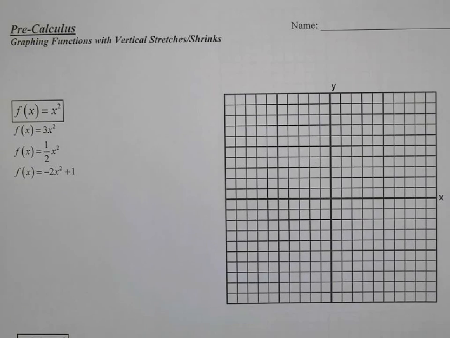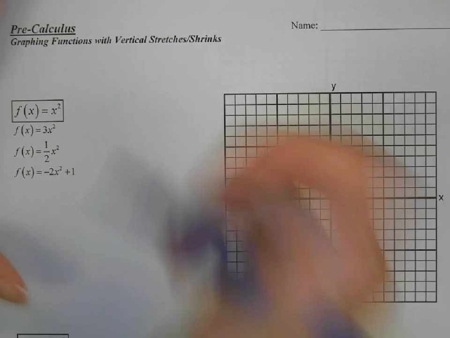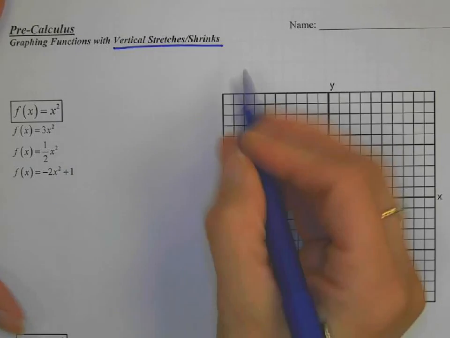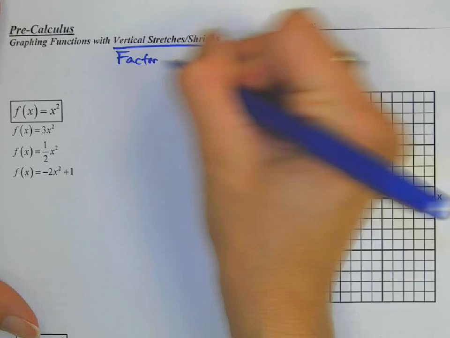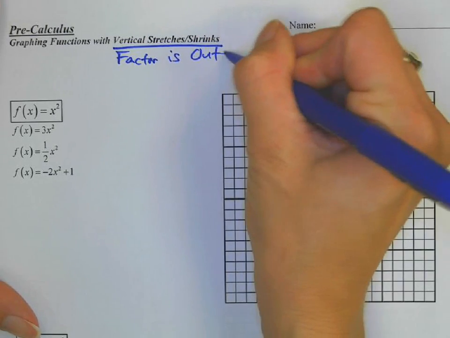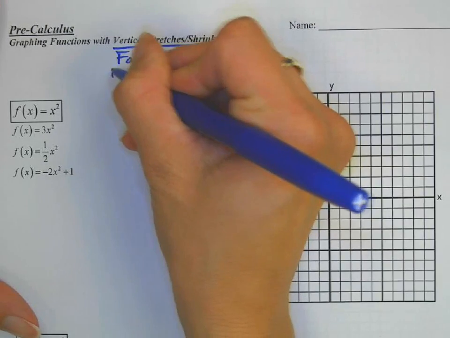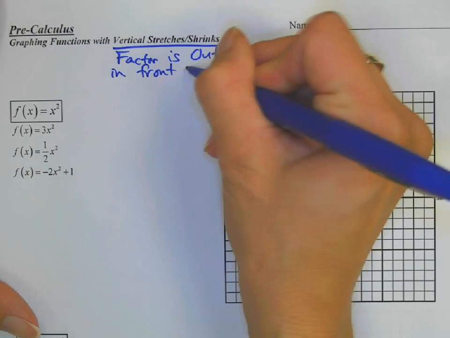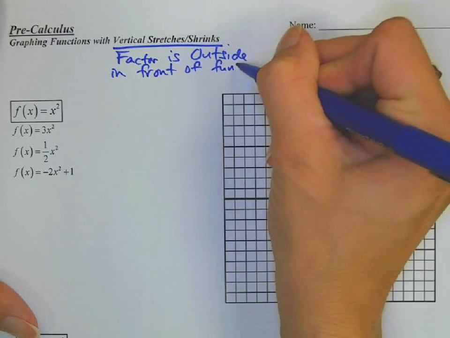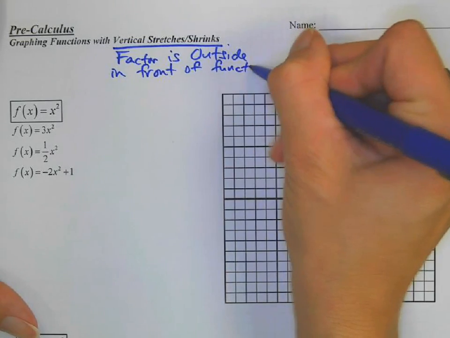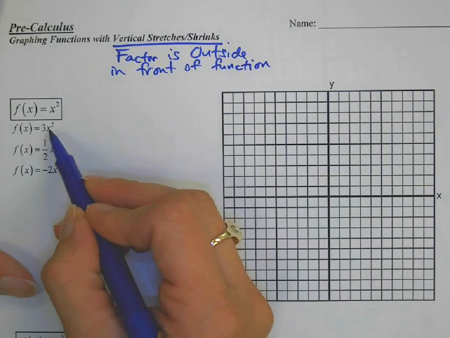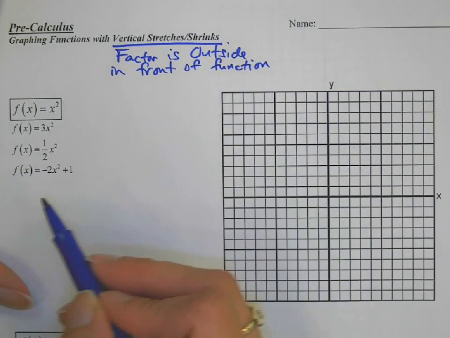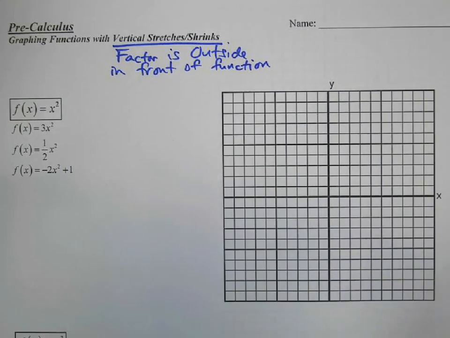Okay, we are going to be learning how to graph with vertical stretches and shrinks. The important thing to remember when you have a vertical stretch or shrink is that the factor is outside, in front of the function. If you notice here, there's a 3 out in front, not getting squared. That's in front. That's a vertical stretch. Here's the 1/2. That's in front.